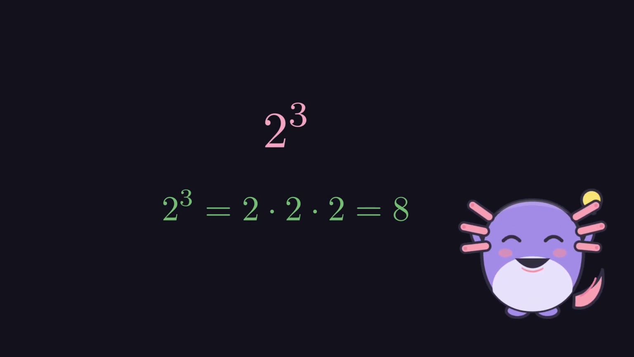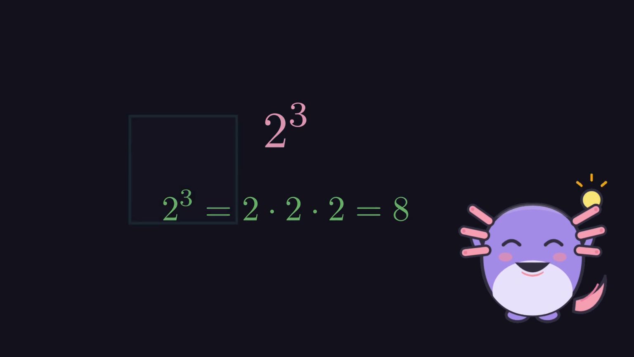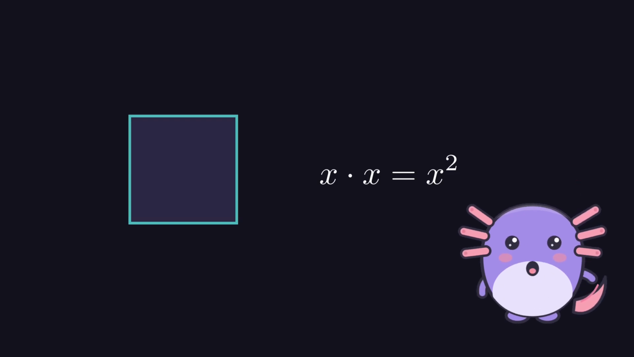Now, why is x times x called x squared? Draw a square whose side is x. Its area is x times x. The square literally shows the power of 2. And x to the third is called x cubed for the same reason. It measures a cube. Length times width times height, all equal to x.